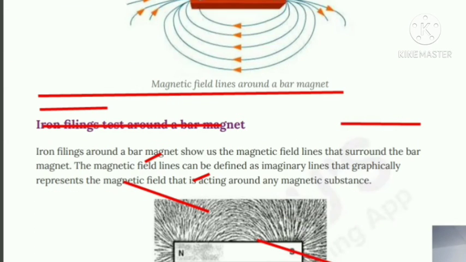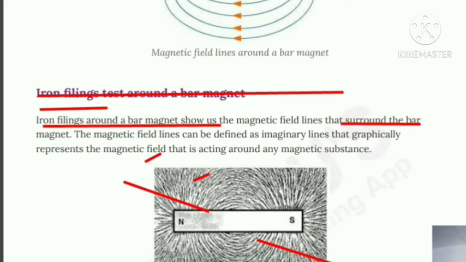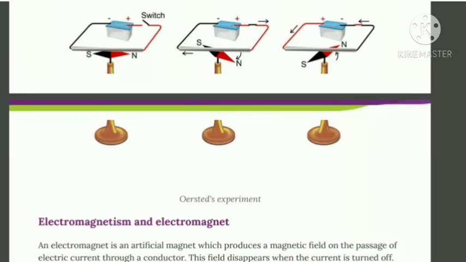Now, if we take one card sheet, on that card sheet we have to spread iron filings uniformly. Then below that card sheet you have to keep one bar magnet. This is the experiment to trace the magnetic field pattern of a bar magnet by using iron filings. Then you will find that these iron filings get arranged around the bar magnet as shown in the figure.